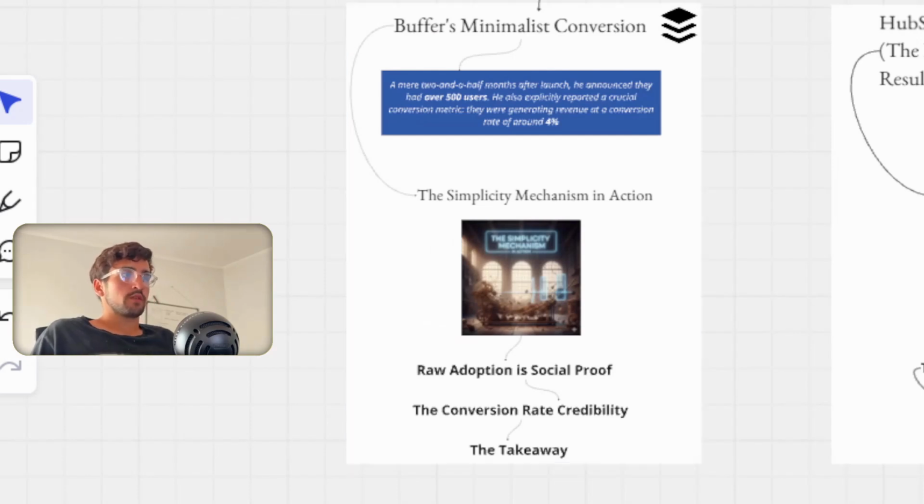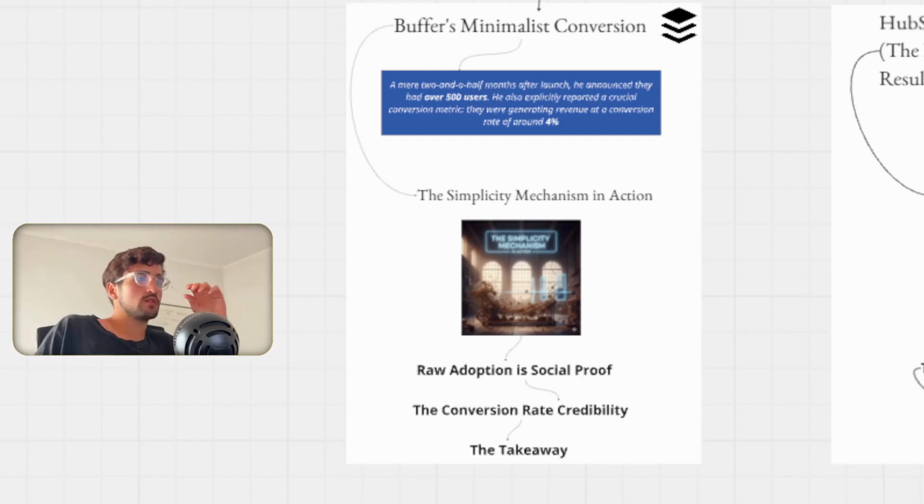Okay, Joel Gascoigne in 2011 built a minimal prototype on a landing page. Gascoigne was radically transparent. He publicly shared his traction in a widely read blog post. 2.5 months after launch, he announced they had over 500 users and were generating revenue at a paid conversion rate of around 4%. And the thing is that maybe 500 users by today's standards is not a lot, but he was authentic and he shared the results. And that's one of the most powerful things you can do.